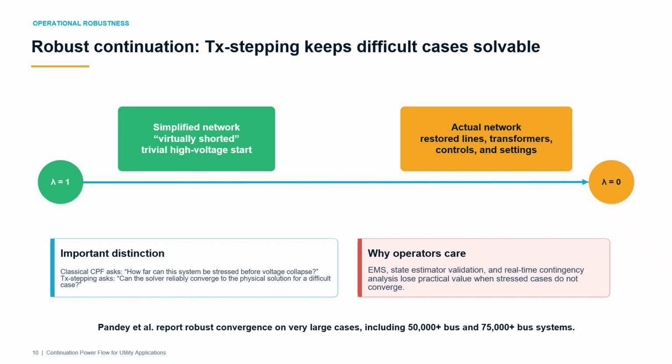TX stepping is a related continuation method focused on robust convergence. Classical CPF asks how far the system can be stressed before voltage collapse. TX stepping asks whether the solver can reliably converge to the physical solution for a difficult case. It begins with a simplified, virtually shorted network and gradually restores the actual network. This is valuable because EMS, state estimation, and contingency analysis lose practical value if stressed cases do not converge.